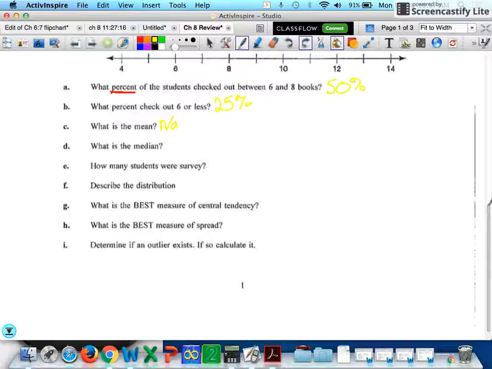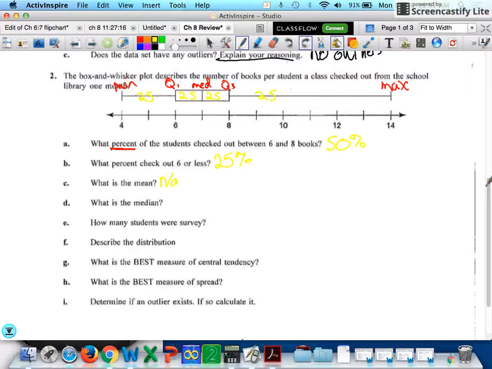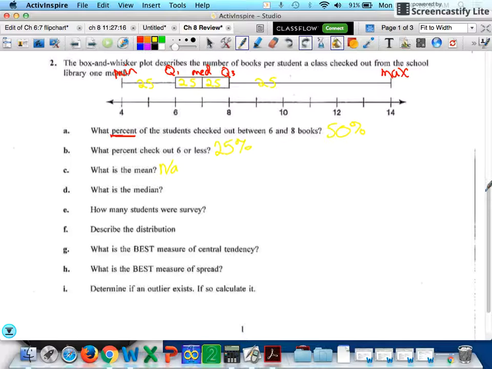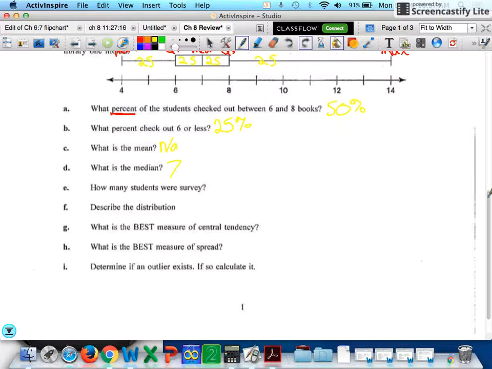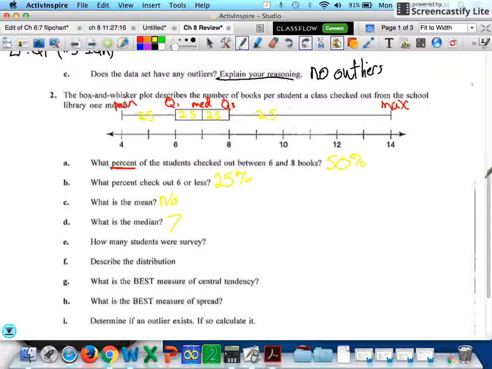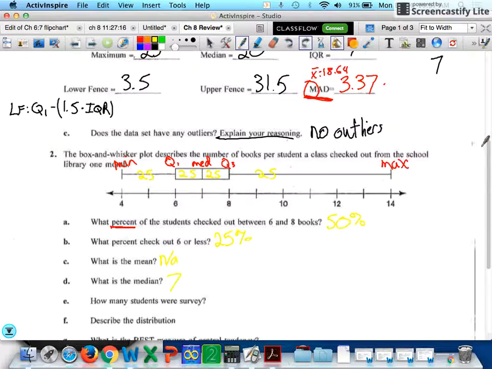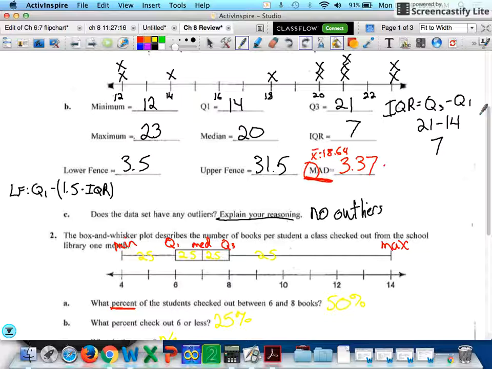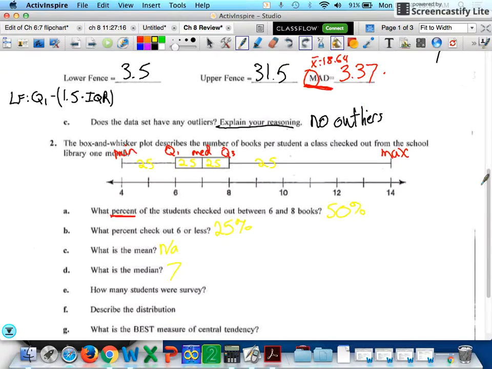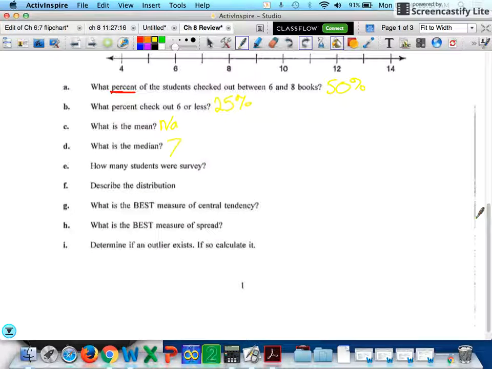What is the median? Well, the median we can tell. You can see where I labeled it up there. It's 7. The median is always the dead center of those 2 boxes. E says how many students were in the survey. We can't tell. Box and whisker plots don't tell us that. Notice on a dot plot, you can tell how many students there were because you see every single data point. But a box and whisker does not tell us how many students were in this survey.